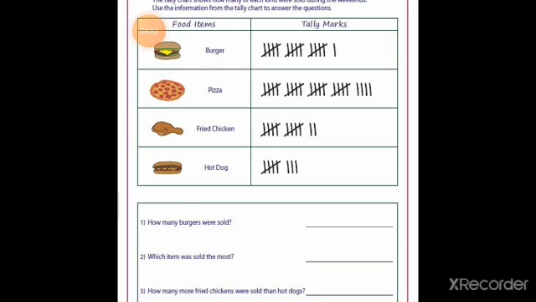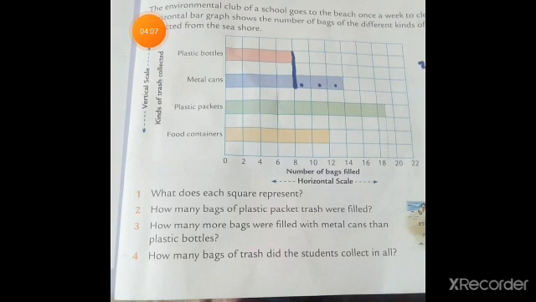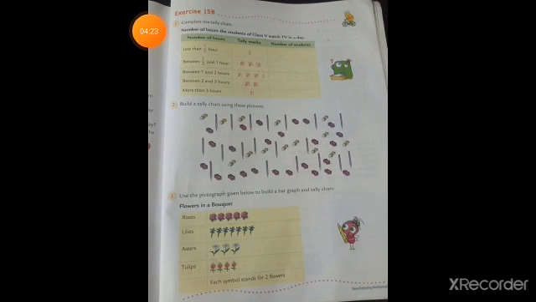Now I'll explain about your homework. This is page number 221 in your Max content book. Here they have given a horizontal bar graph and there are 4 questions just below that. Read the bar graph, understand the information given in the bar graph and answer all these 4 questions in your content book itself.